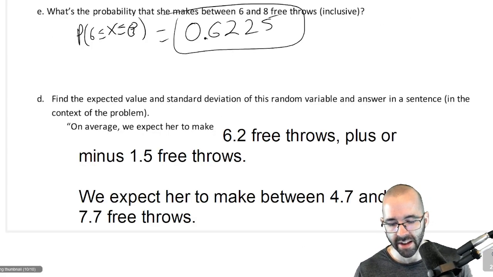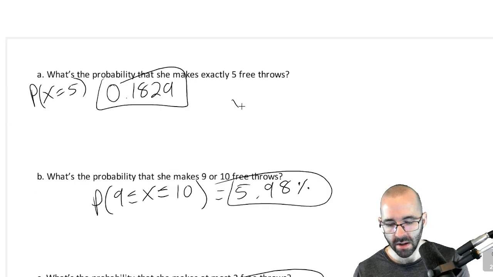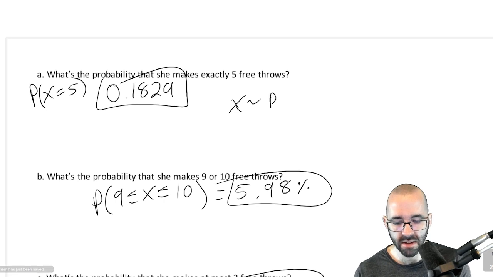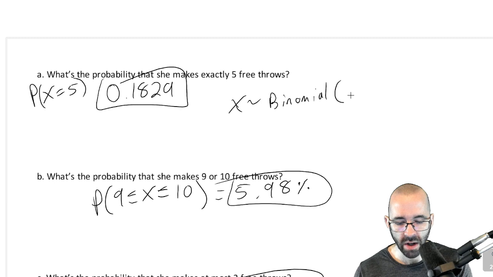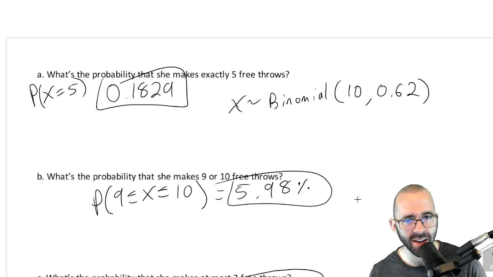I should have remarked on that in the last one too. Right? X is the number of free throw successes. It was binomially distributed with, there were 10 attempts. Each had a success of 0.62. Maybe I did specify that. I don't remember.